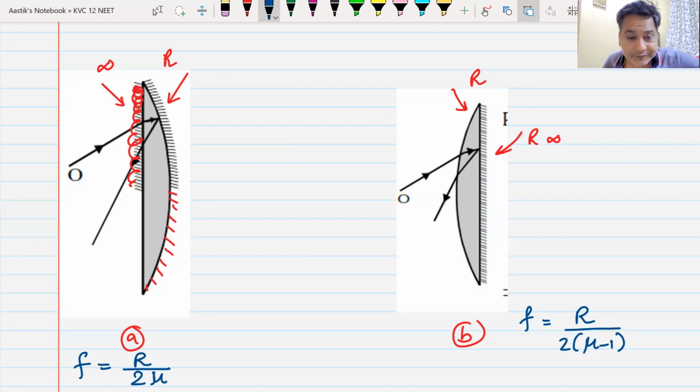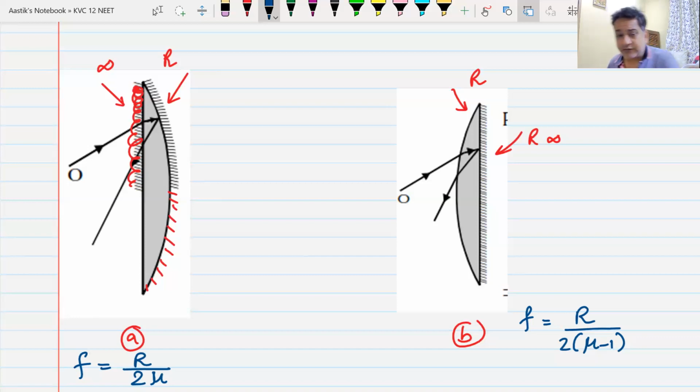If it is silvered on the plane side, the focal length will come as R upon 2 times mu minus 1. Remember, in both the cases, they would behave like mirrors. Do we understand this? Yes or no? This formula has to be used with sign convention, obviously, and they will behave as mirrors. Do we understand this? Everyone understands this? Please note them down. Whatever formula we have calculated, we have written, they are all to be used with proper sign convention. If you put the proper sign convention, you will get the answer.